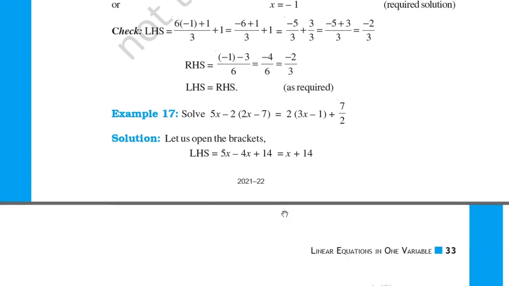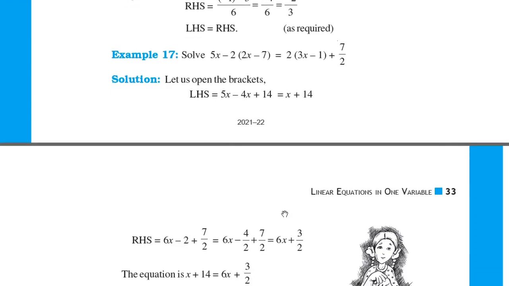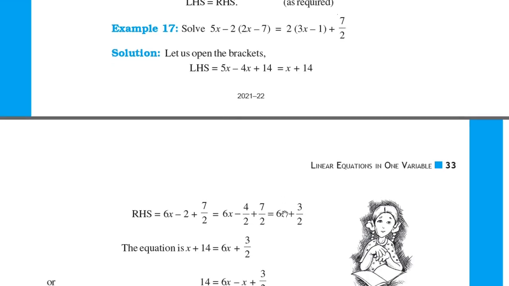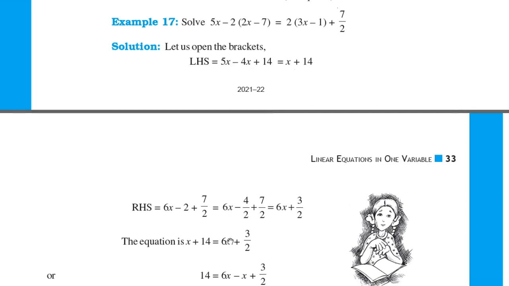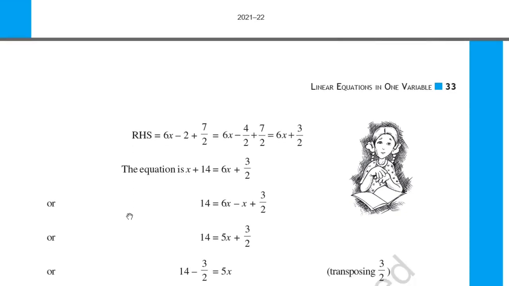So example number 17, solve 5(x - 2) - 2(x - 7) is equal to 2(3x - 1) + 7/2. So let us open the bracket. They are opening the bracket by simply multiplying 2 inside it. So 5x - 4x + 14 is equal to x + 14. In the RHS also we are doing like this. So 6x - 2 + 7/2. So we will just solve it. It will become 6x - 4/2 + 7/2 is equal to 6x + 3/2. So the equation is x + 14 = 6x + 3/2.